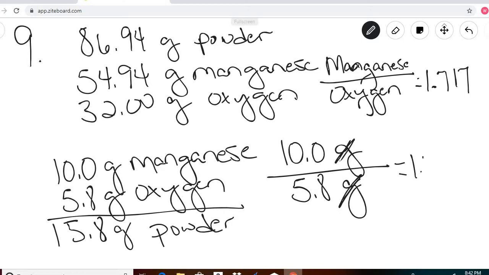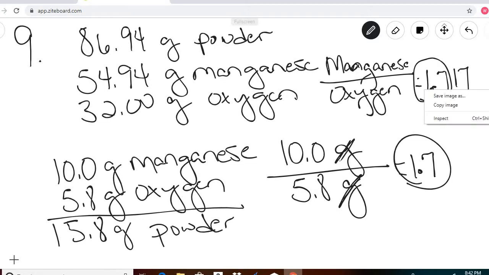$1.72. If we go to 3 significant figures, which we can do, actually we can just go to 2 significant figures. So this would be 1.7. So comparing this ratio to this ratio to the same number of significant figures, they are identical. So that tells us, since the ratio of manganese to oxygen is the same in both cases, then the compound is the same powder.